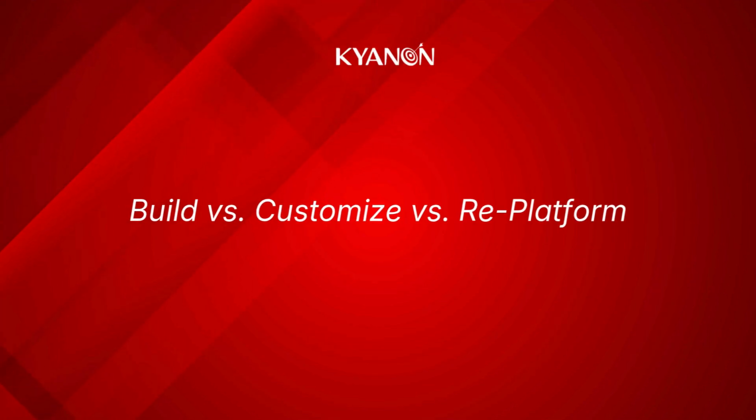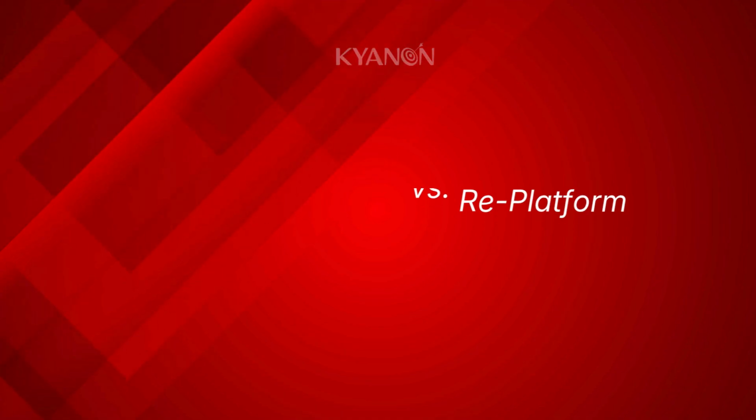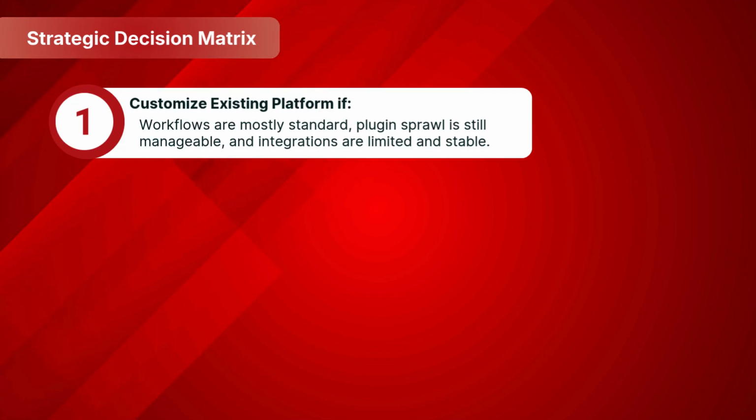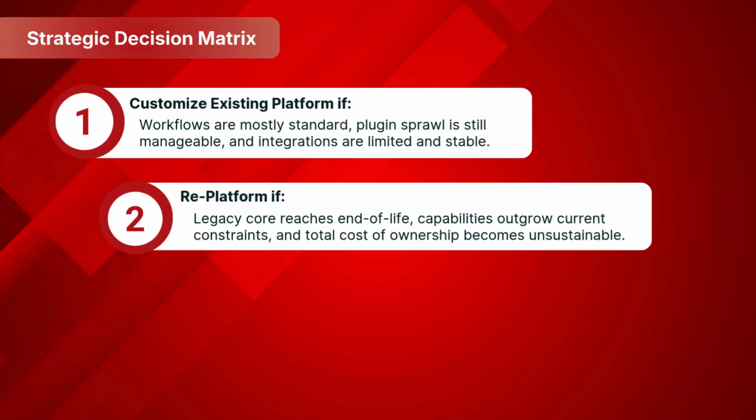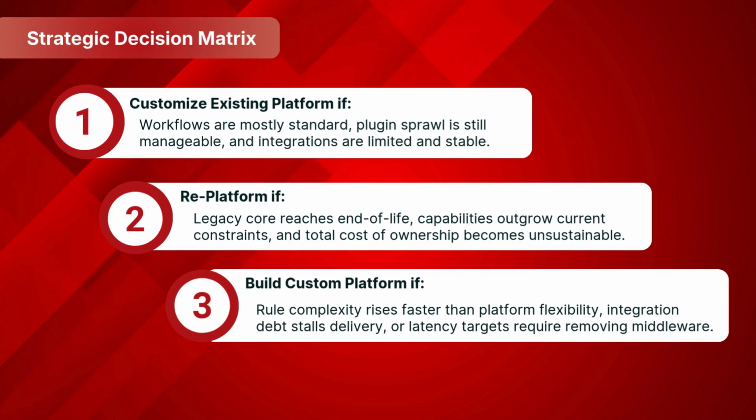Build versus customize versus re-platform. Operational constraints dictate the platform strategy. Customizing the existing setup remains the lowest risk option if workflows are standard and integration stable. Re-platforming is required when current vendor architecture is outdated, yet still within standard SaaS limits. However, when rule complexity outpaces platform flexibility and integration debt stalls delivery, a custom-built system is entirely justified.